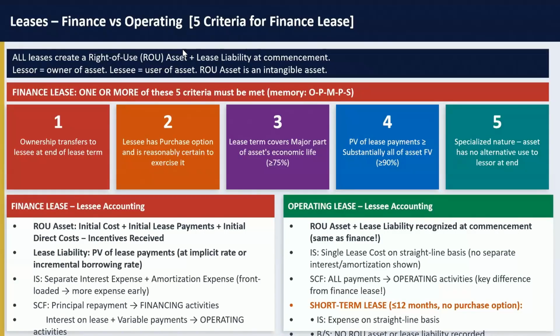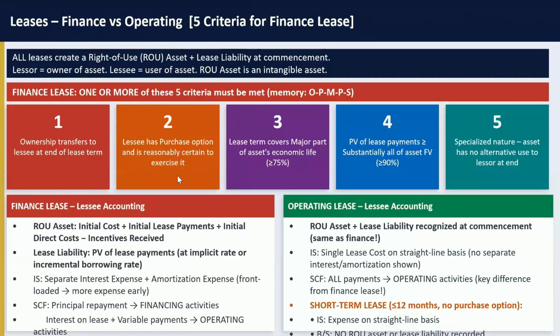Then present value of lease payments should be greater than or equal to substantially all of the asset's fair value. That means present value of the lease payments should be greater than 90% of the asset's fair value. Then asset should be of a specialized nature. That shouldn't be of any use for anybody else. It is useful only for my company. It is of a specialized nature. If one or more of these conditions are met, that's a finance lease. Or else it is an operating lease.